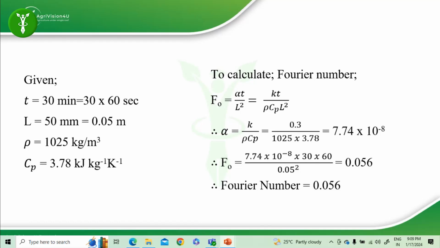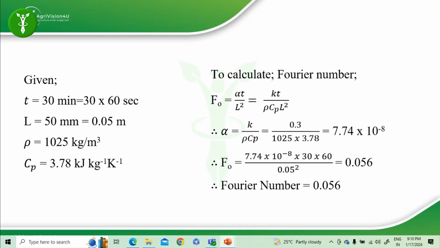Then rho is the density, and Cp is given as 3.78 kilojoule per kg per Kelvin. That is the specific heat. And the value of K, I missed out penning it down. The value of K is 30 watt per meter square per Kelvin.